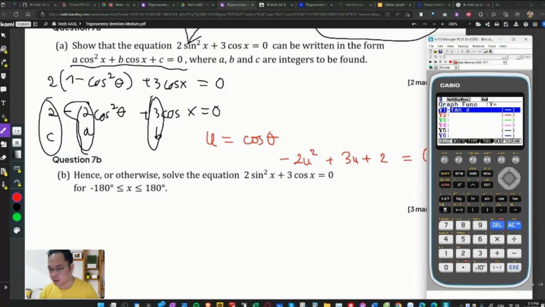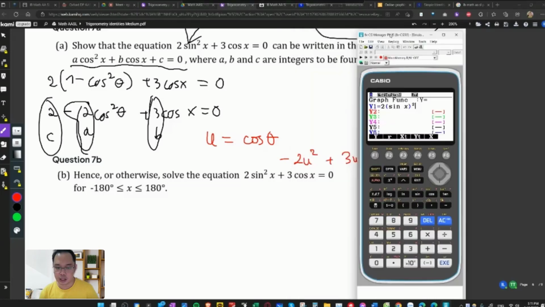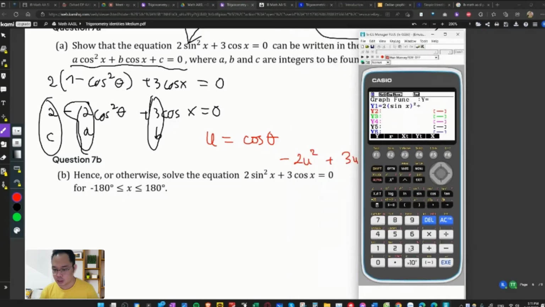Graph, delete this graph. 2 sine square. You type in a function. Put the x first before squaring it. Delete this thing. Sine x here, and then square this whole thing. Now, it can be misunderstood as the square of x, so I need to put a bracket in front of here. A bracket like this, and then square it later. Okay, and then add it with 3 cosine x, just this function.